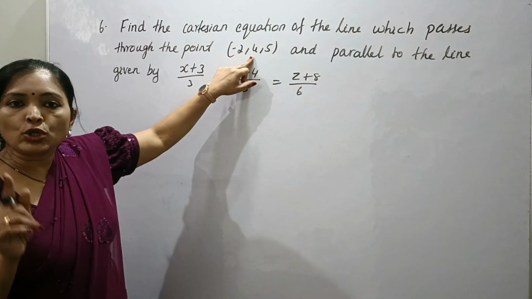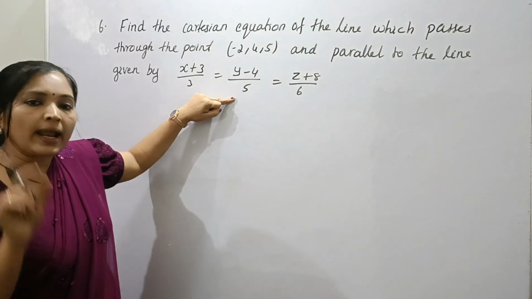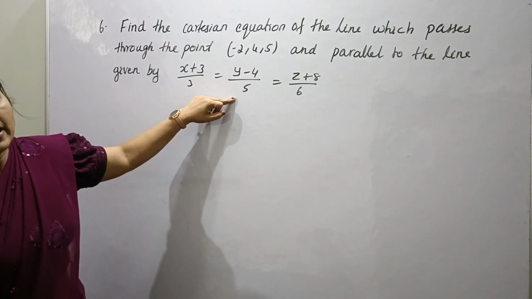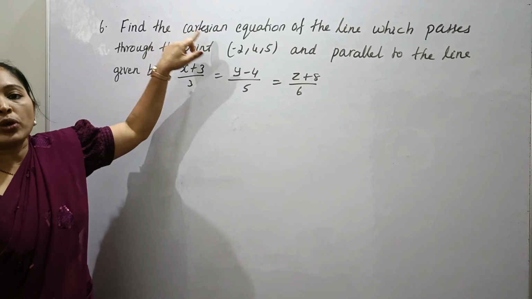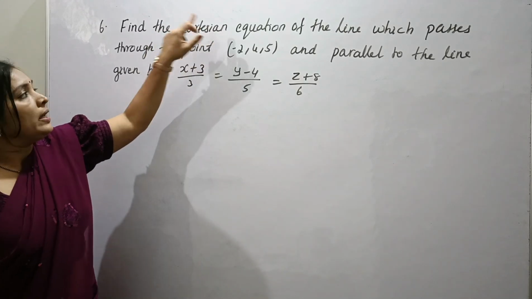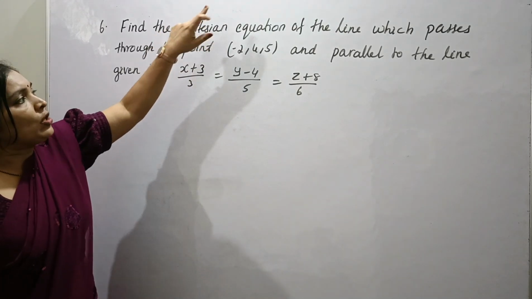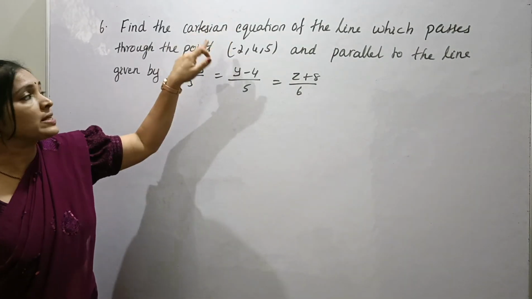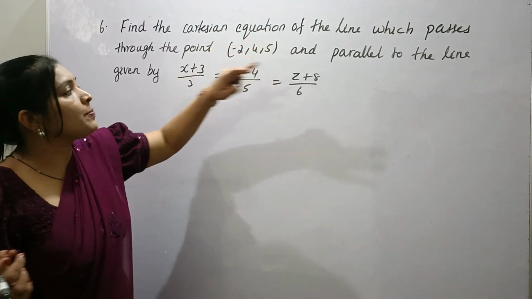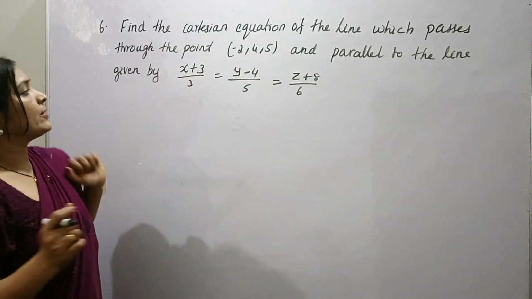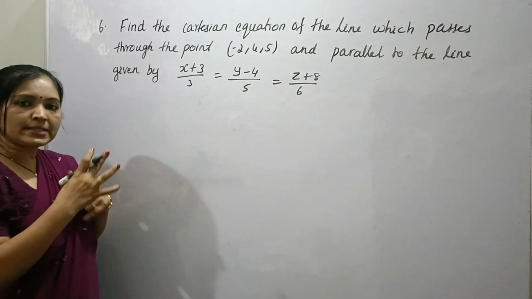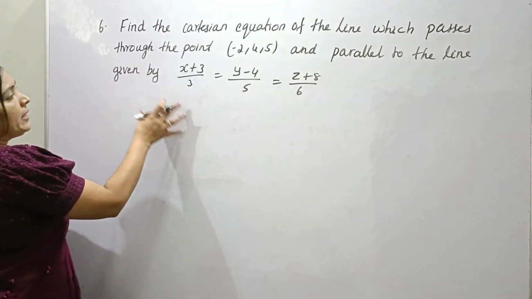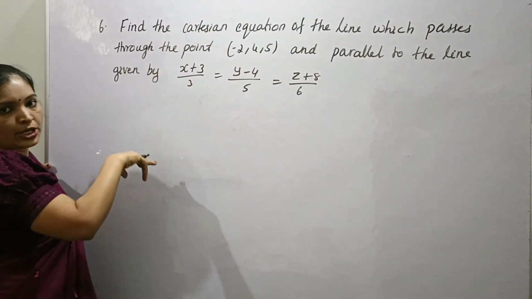Here a point on the line and the parallel line's equation are given. That equation is in Cartesian form, right? And we have to find the equation of the line in Cartesian form. The line passes through a given point and is parallel to the given line. So here we will apply the same equation, vector r = vector a + lambda vector b, but we have to write the equation in Cartesian form.